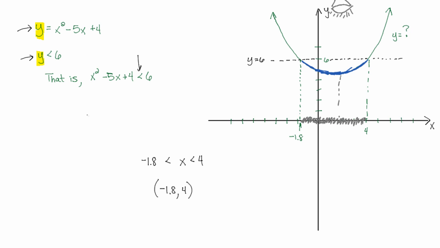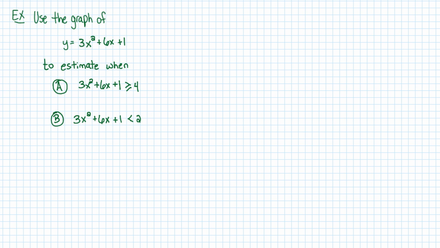Now let's actually go ahead and try this with an equation and use the graph of that equation to help us solve an inequality. In this problem, we're going to use the graph of y equals 3x squared plus 6x plus 1 to estimate when 3x squared plus 6x plus 1 is greater than or equal to 4. And then after we're done with that, we'll find out when 3x squared plus 6x plus 1 is less than 2. So we'll do a couple of these problems here.